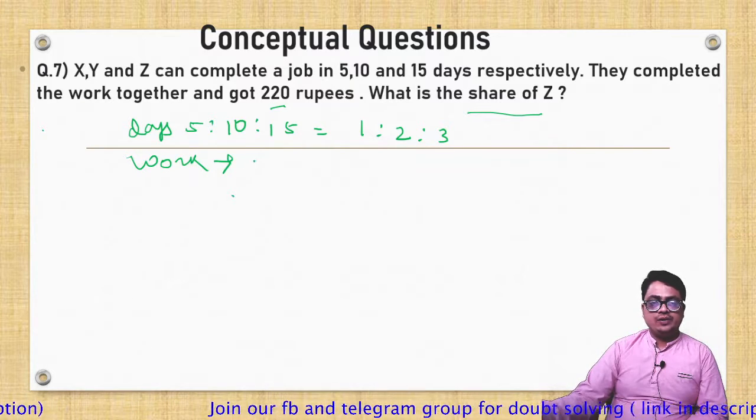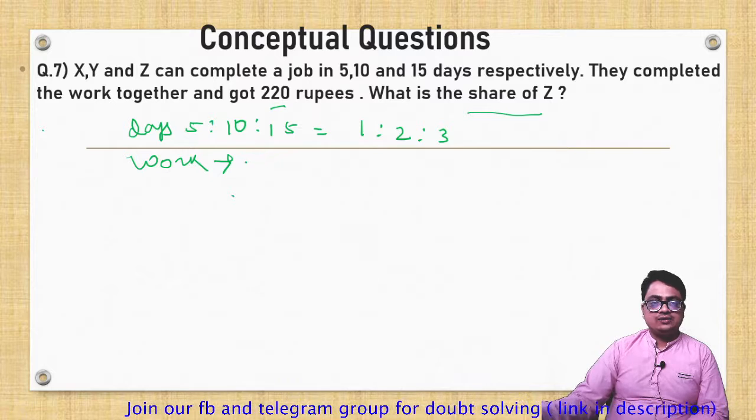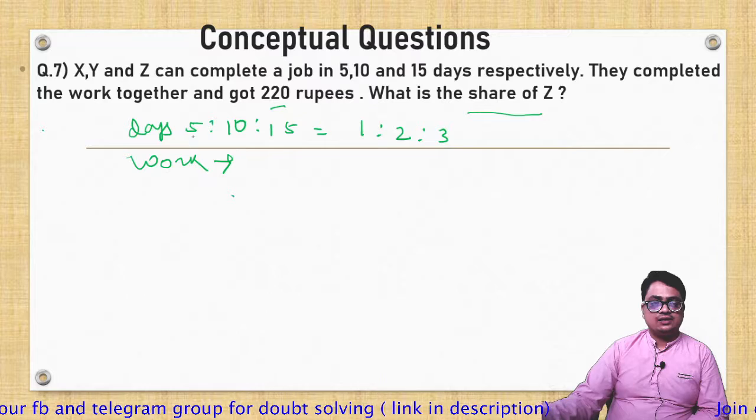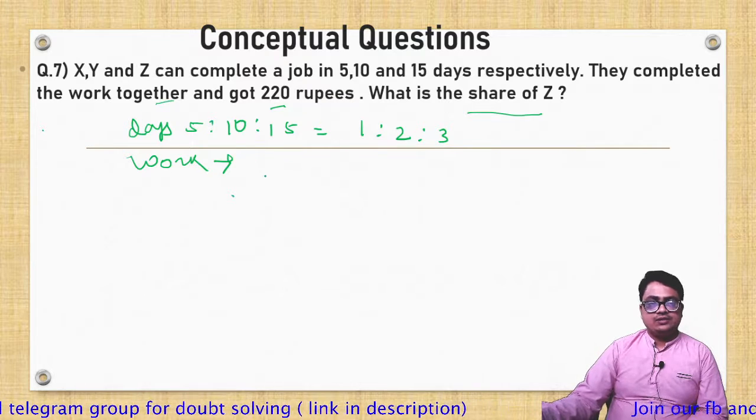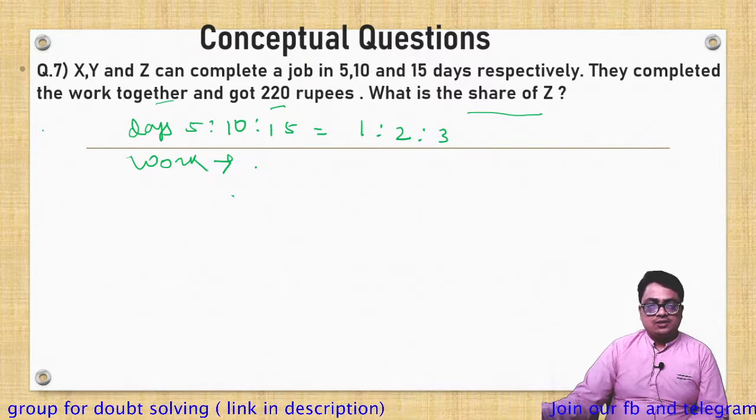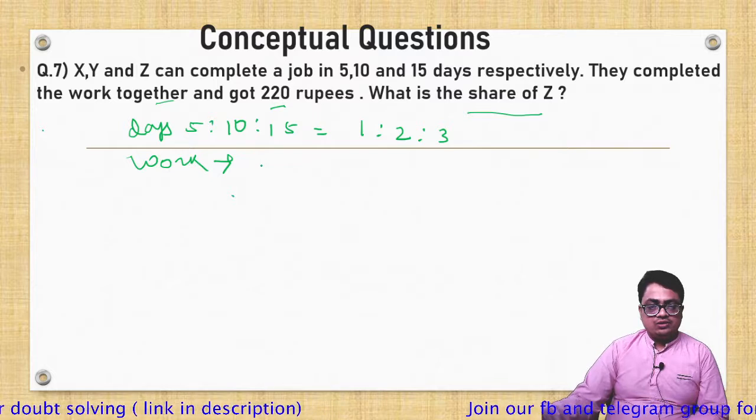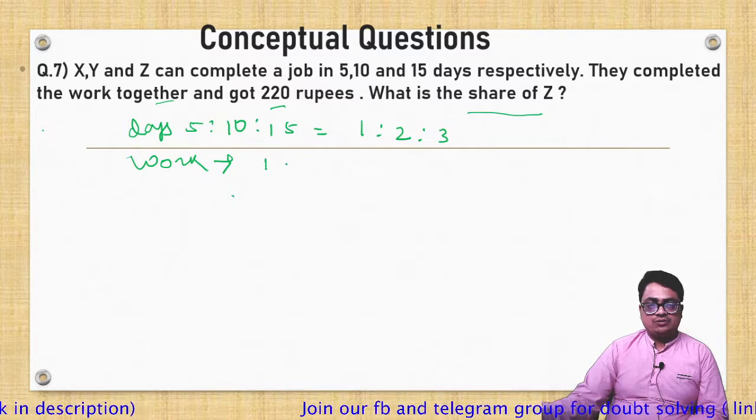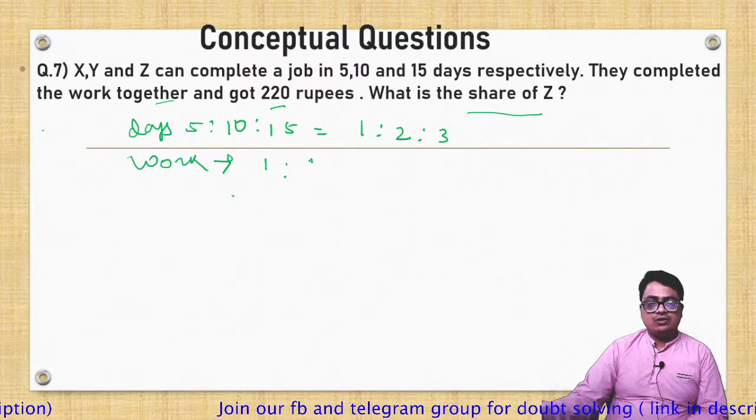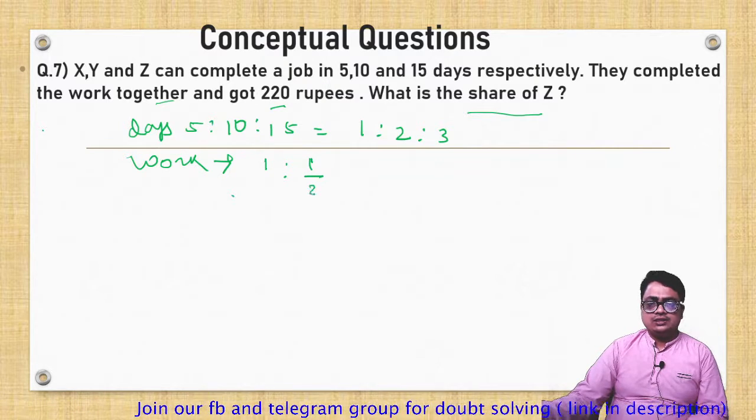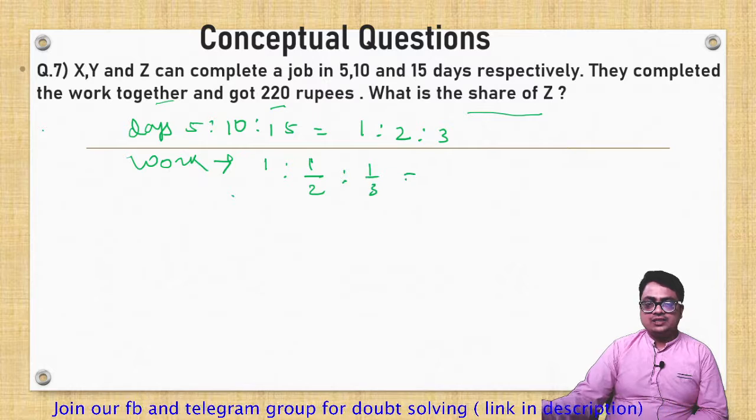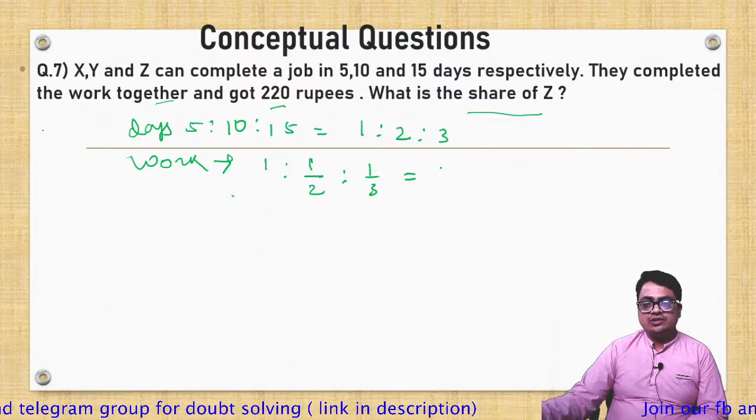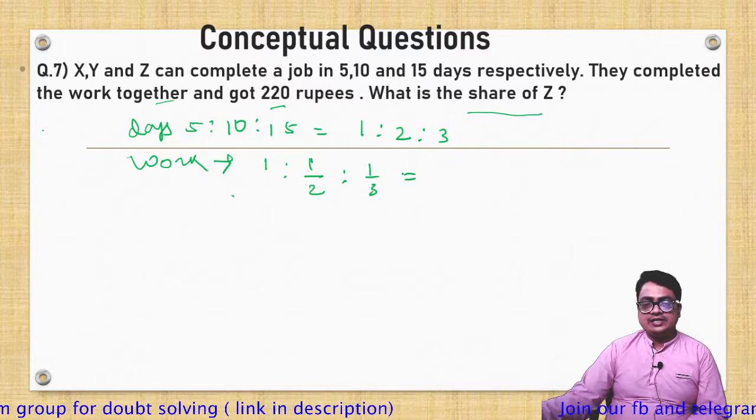The work done will be, because they are working together, which means they are working for the same time, the reciprocal of this. The reciprocal of 1 will be 1, this will be 1/2, this will be 1/3. So to get the simplest form of the ratio, you need to multiply by the LCM of these.